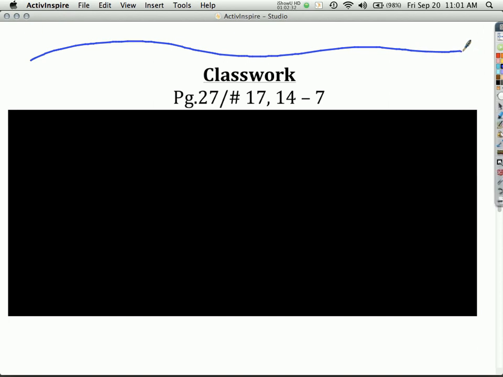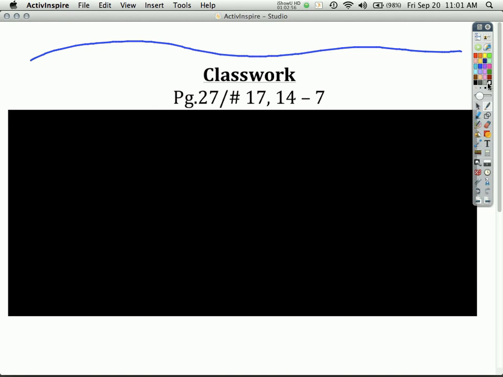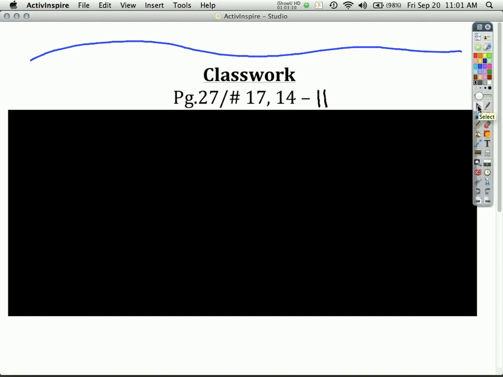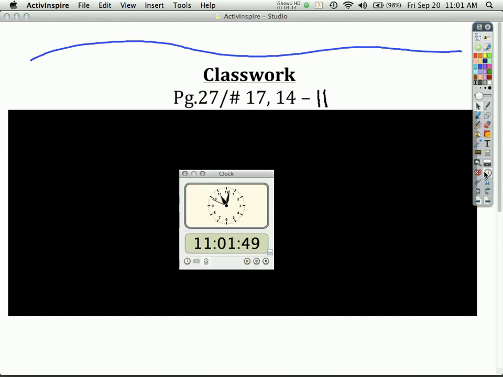Draw a line across your paper, your classwork. It's page 27. You're going to do number 17, and then you're going to do 14, 13, 12, 11. I don't think we need to do, let me change this. Let's just do 14, 13, 12, 11. Yeah, let's just go down to 11. Okay? So you've got 5 questions, you've got 10 minutes.